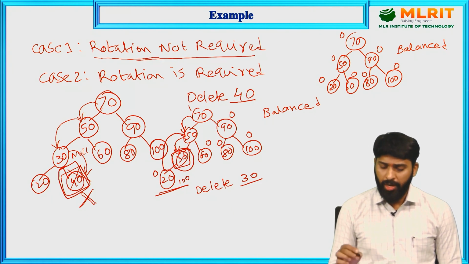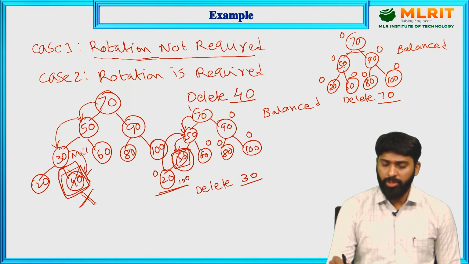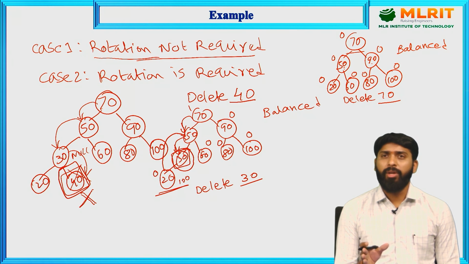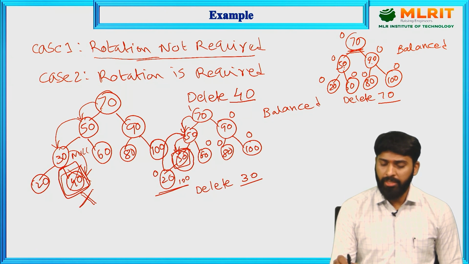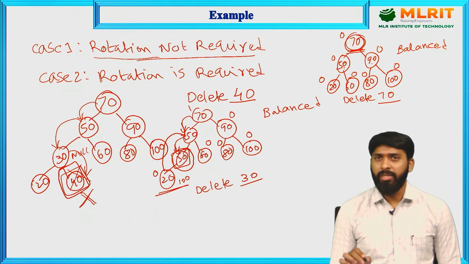Okay. Another case. Now I want to delete 70. So 70 has 2 children, 50 and 90. What is the first step? Apply the procedure that we follow in deletion of a node in a binary search tree. 70 is the element to delete. 70 less than 70, false. 70 greater than 70, false. So the element is found. Now check whether 70 has 1 child or 2 children. Here 70 has 2 children.